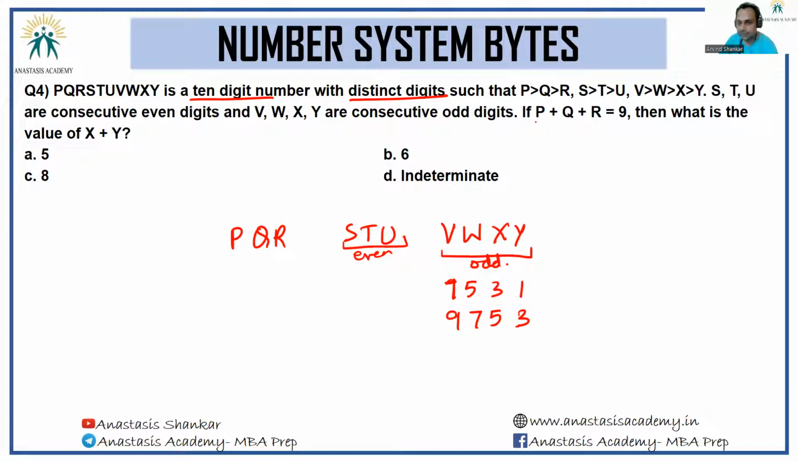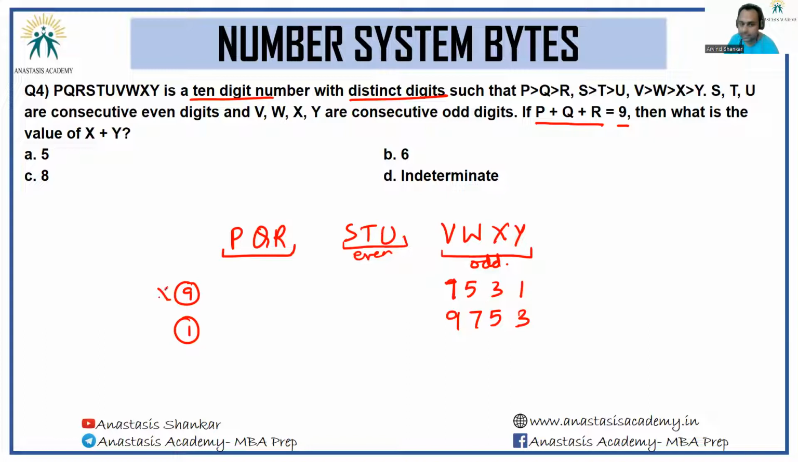Okay. Next thing we are told is P plus Q plus R is equal to 9. Now see, we are supposed to use all 10 digits. STU cannot have an odd digit. So PQR is supposed to have an odd digit. I don't know which digit, but the odd digit that PQR will have, in the first case, will be 9. In the second case, it will be 1.